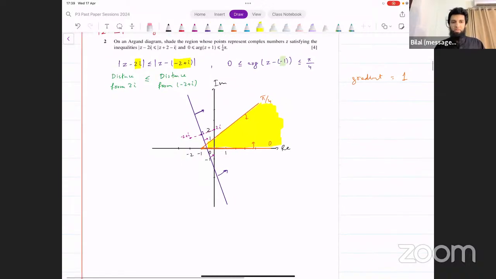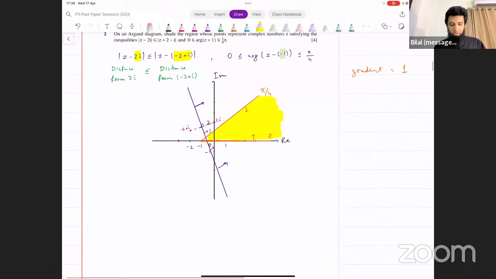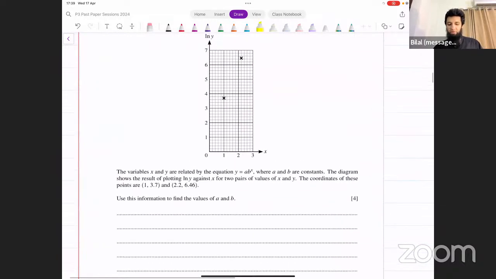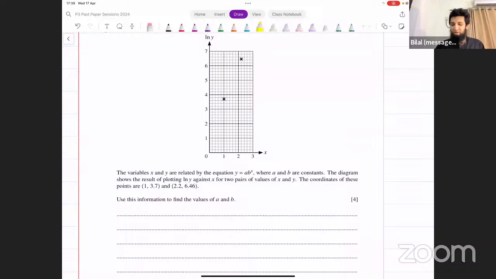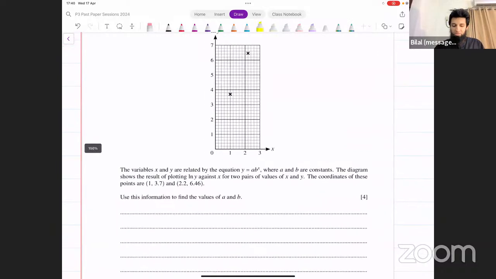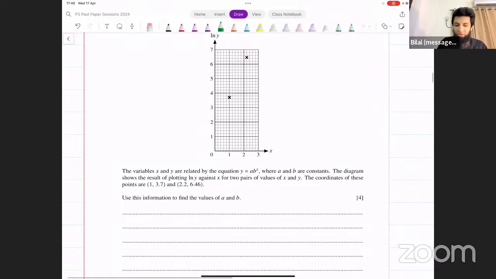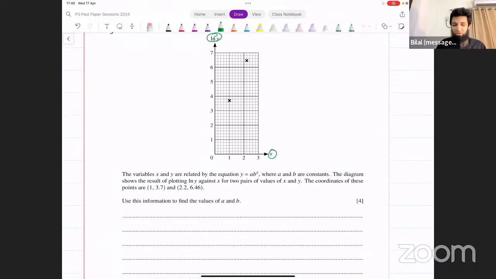Okay, let's move on to the next one. That was question number 2. Question number 3 now. The variables x and y are related by the equation y equals ab raised to power x, where a and b are constants. The diagram shows the result of plotting ln y against x. What does that mean? Ln y is on the vertical axis, x is on the horizontal axis. You can see that.